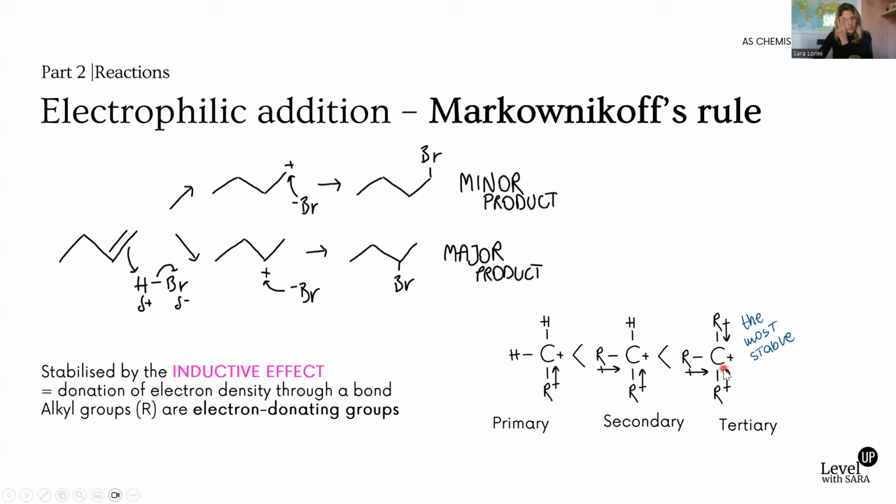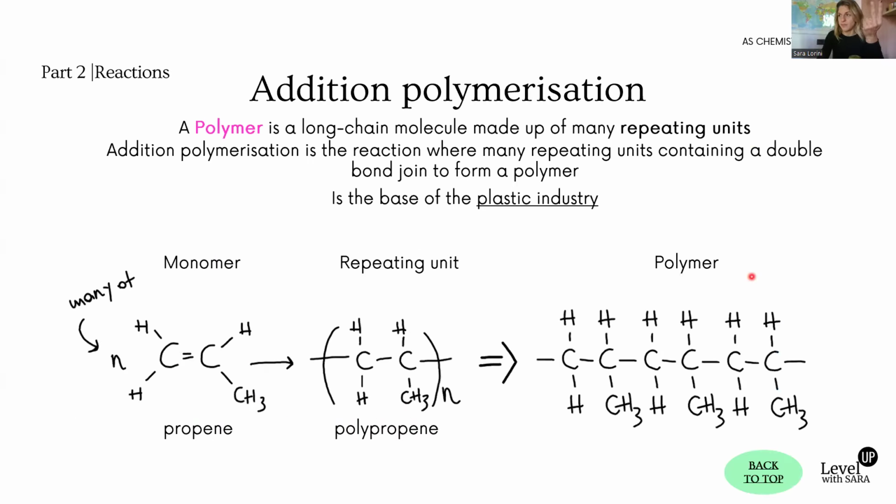And why is it more stable? Well, it's more stable because it's the least charged. So let's say that when you have an intermediate that is less charged, then it's more stable. Okay? That's how it is. Okay, so we looked already at two key reactions, two mechanisms: free radical substitution and electrophilic addition.